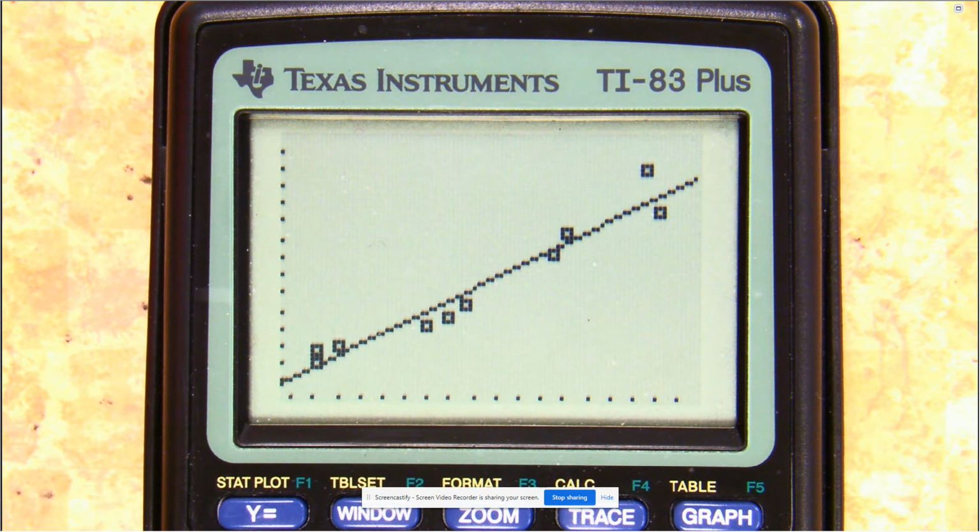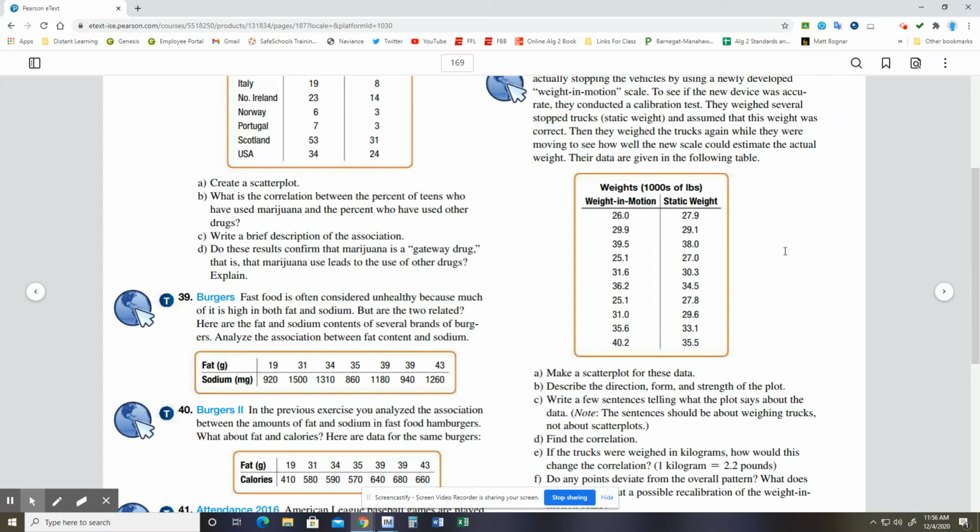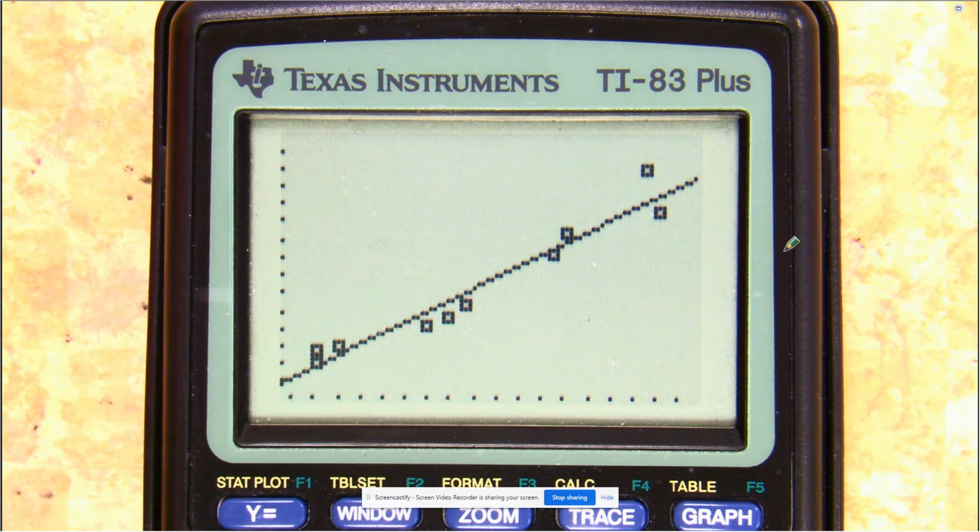Positive. I mean, obviously, I already mentioned the positive linear earlier. But yeah, this seems to be pretty accurate. It seems that this new weigh in motion scale seems to be pretty accurate in capturing what the actual static weight of the truck is. Something along those lines, something very simple.